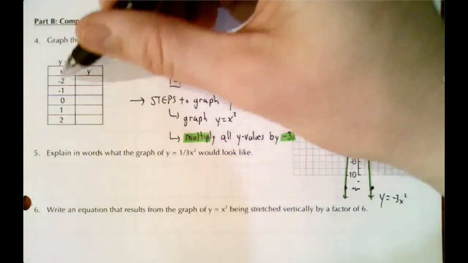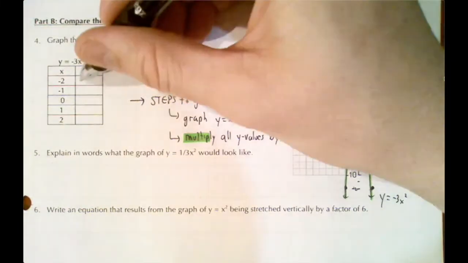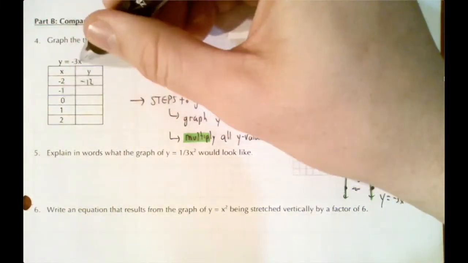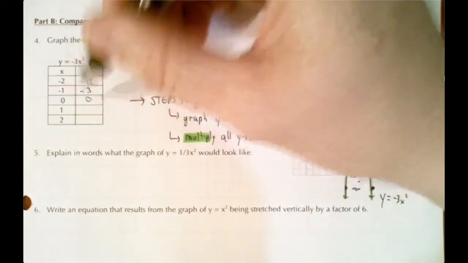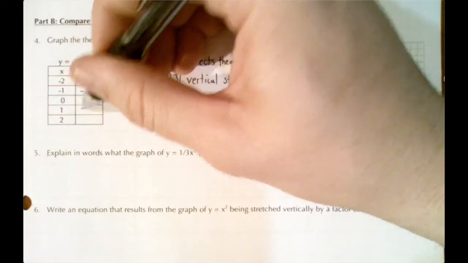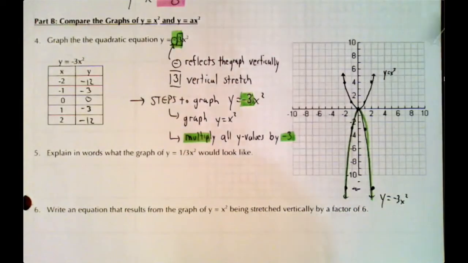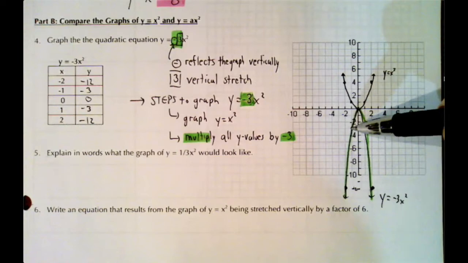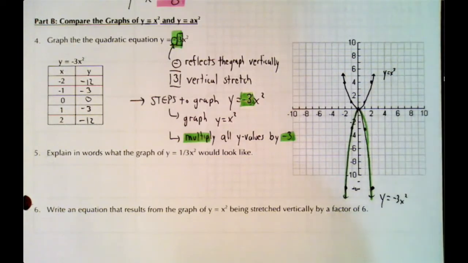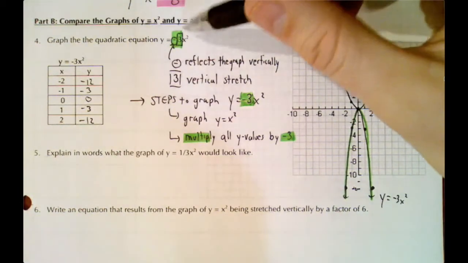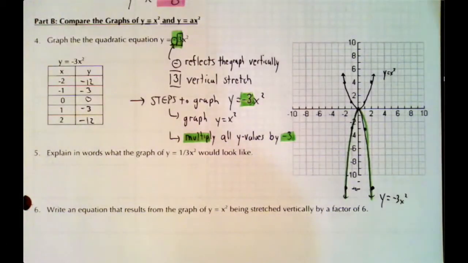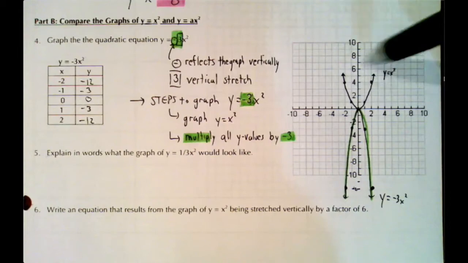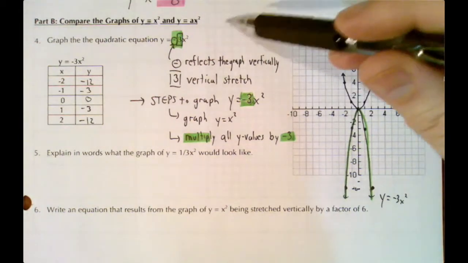Let's check the math. Negative 2 squared is 4 times negative 3 is negative 12. Negative 1 squared is 1 times negative 3 is negative 3. 0 squared is 0 times negative 3 is 0. 1 squared is 1 times negative 3 is negative 3. And there's our symmetry. So whatever's in front of the x squared, if we want to come up with a new graph using transformations, we just take all of the y values of our original parabola and multiply them by what's in front.